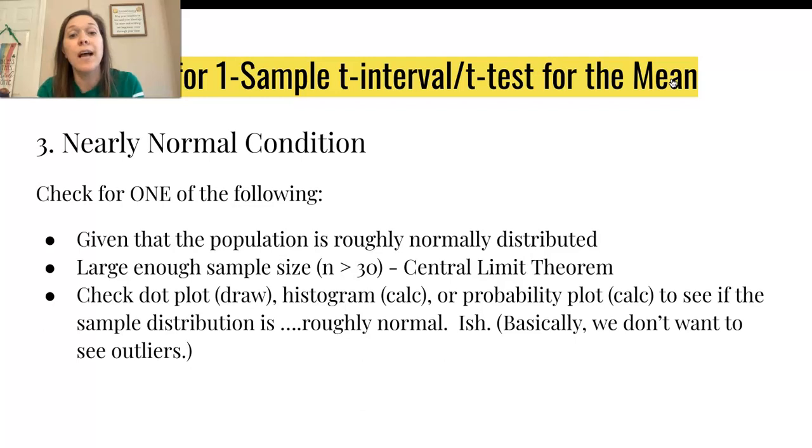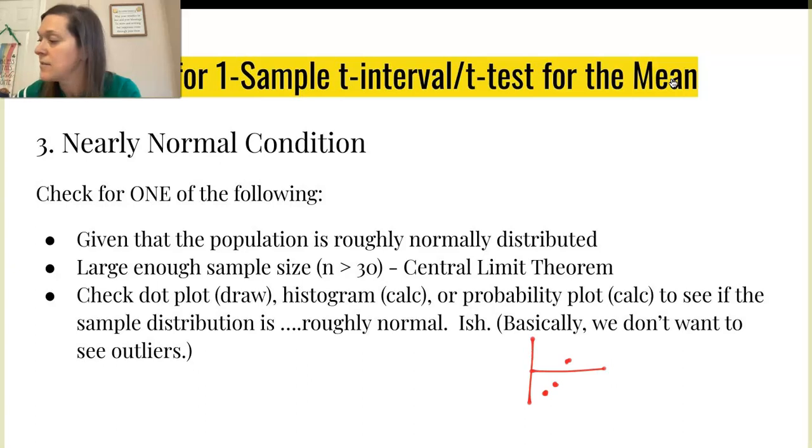Or if we don't have a large enough sample size, and we have a whole bunch of data, then we would have to actually put that data into our calculator and either look at the histogram, look at a dot plot, or probability plot's probably the easiest. I don't know if you guys remember doing probability plots. I feel like we did it a little bit. And if that probability plot is roughly linear, then we know that our distribution is roughly normal.